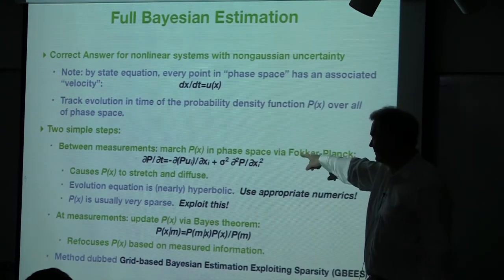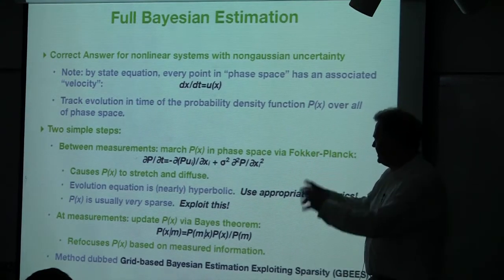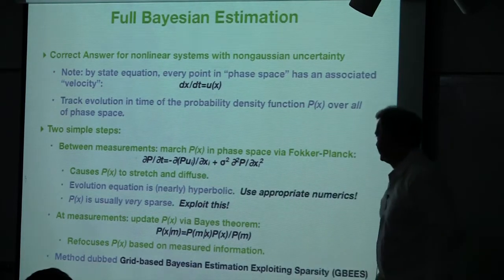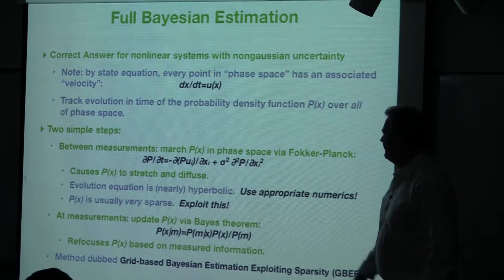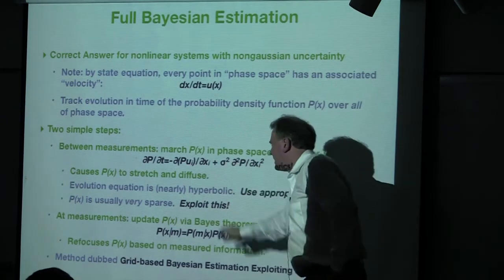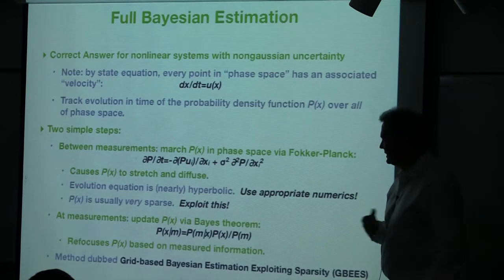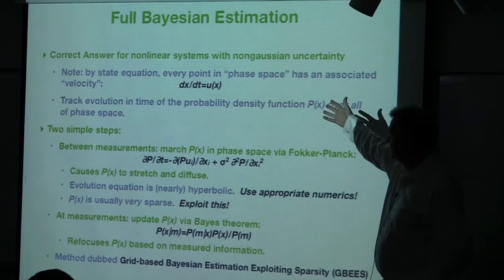This was known in the late 1950s. And P causes, as I said, P to stretch and diffuse. And so if sigma is small, which often it is, then this equation is nearly a hyperbolic problem. And so we have to march this equation in time. And as I said, it scales with dimension very poorly.